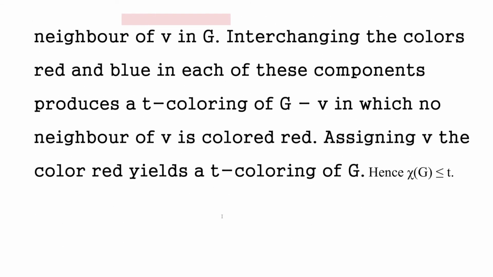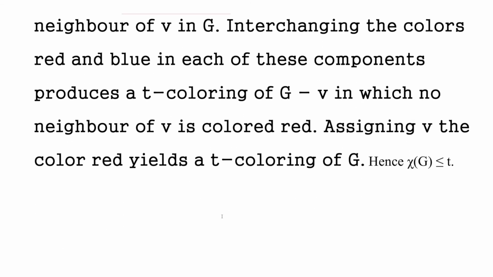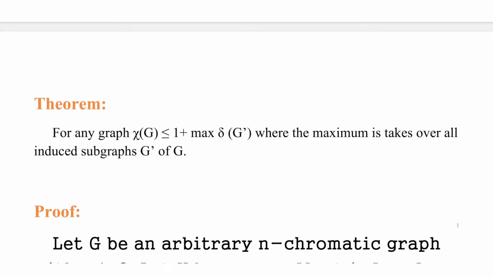Interchanging the colors red, blue in each of these components produces a T coloring of G minus V in which no neighbor of V is colored red. Assigning V the color red yields a T coloring of G, hence chi of G is less than or equal to T, hence we have proved the theorem.